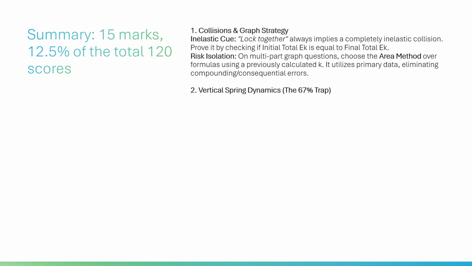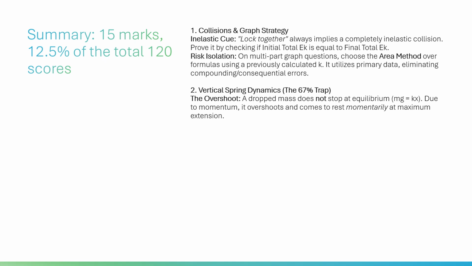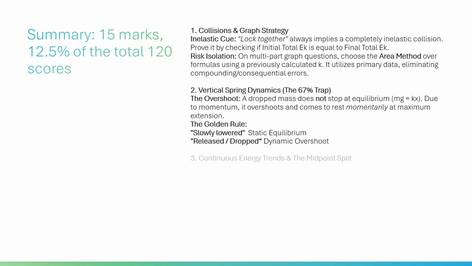2. Vertical spring dynamics, the 67% trap. The overshoot: a dropped mass does not stop at equilibrium, mg equals kx. Due to momentum, it overshoots and comes to rest momentarily at maximum extension. The golden rule: slowly lowered, static equilibrium. Released or dropped, dynamic overshoot.